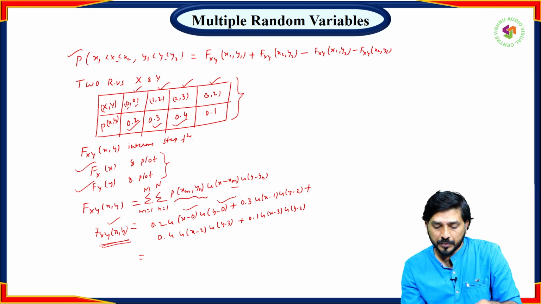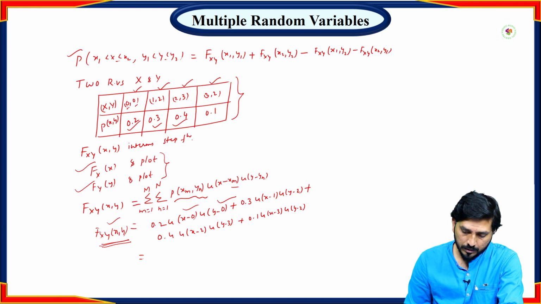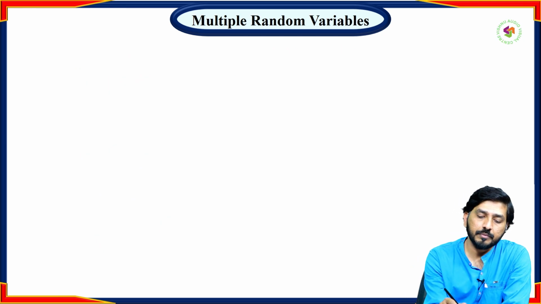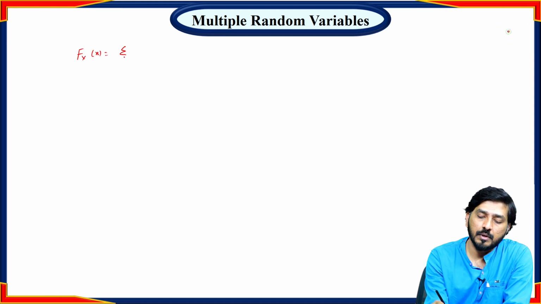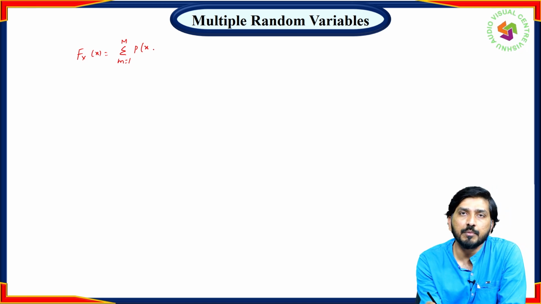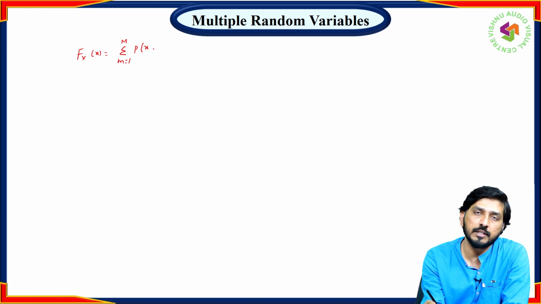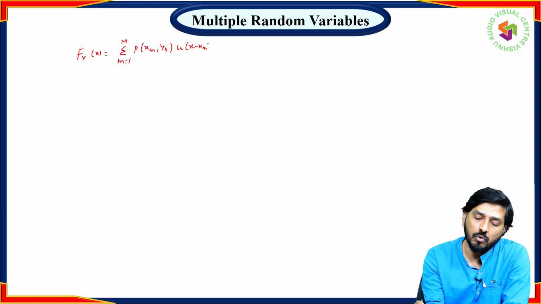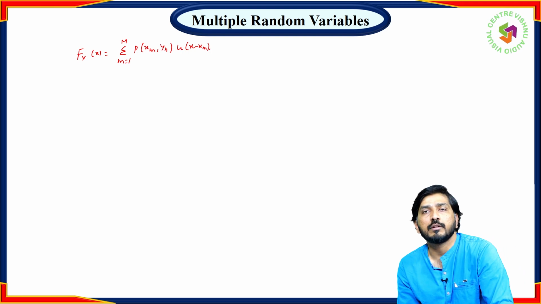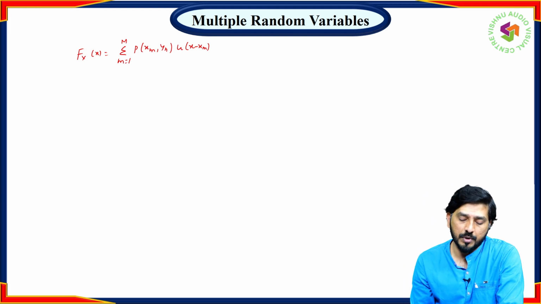So coming to the marginal distribution function formula, Fx of x, as already mentioned, is the summation over m equal to 1 to capital M of the probability. There will not be any change in the probability; the joint probability will be as it is, P(xm, yn), but the step function will be u of x minus xm only. They will not have y minus yn, as per the property.